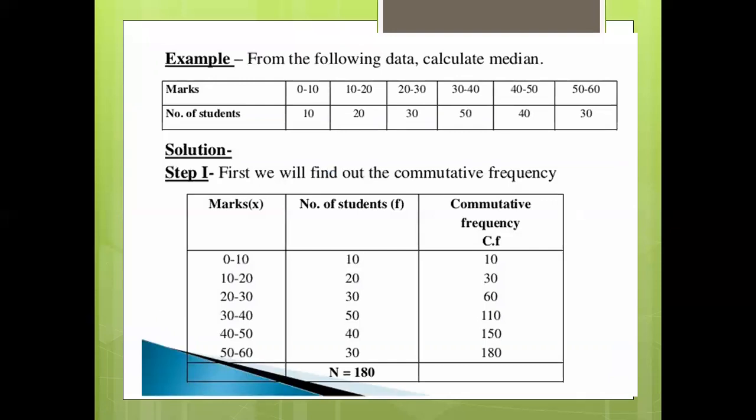Next, again an example for median. See here, from the following data, calculate the median. The given data is what? 0 to 10, 10 to 20, 20 to 30, 30 to 40, 40 to 50 and 50 to 60, and the frequency of this class interval. Look here, first 0 to 10, 10 to 20. This is marks x, then number of students, this is frequency. Add this frequency, then we get n is equal to 180.